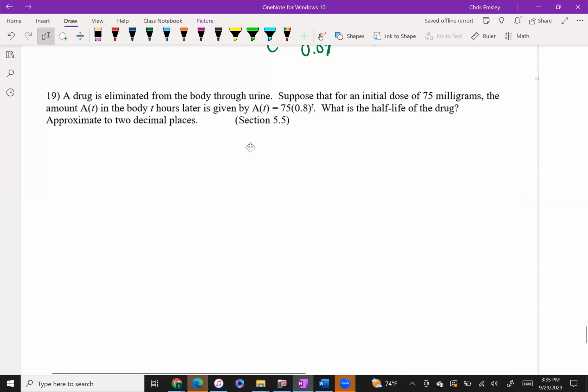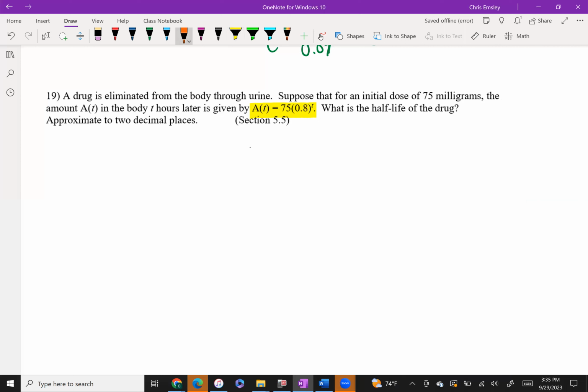Okay, number 19. A drug is eliminated from the body through urine. Suppose that for an initial dose of 75 milligrams, the amount A of T in the body T hours later is given by, we have a nifty little exponential equation here. What is the half-life of the drug? Approximate to 2 decimal places.